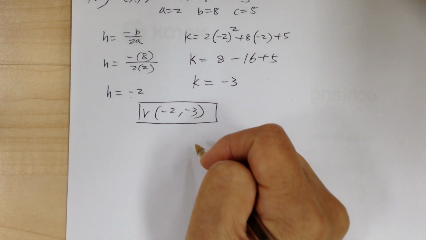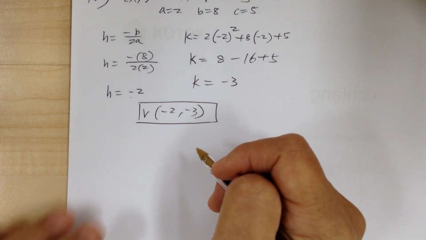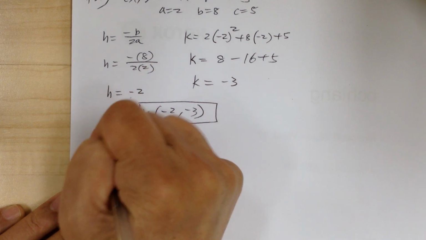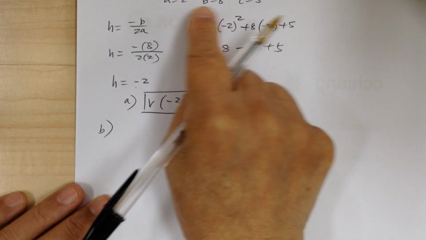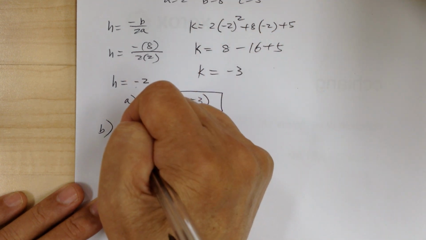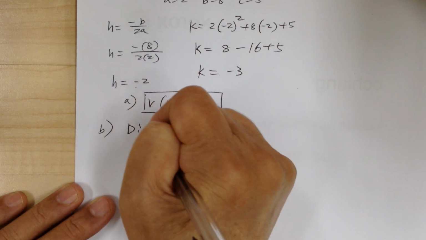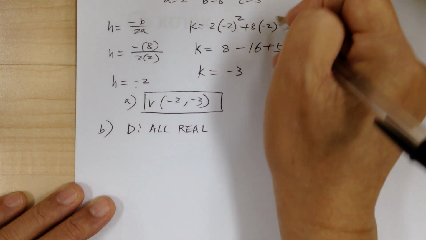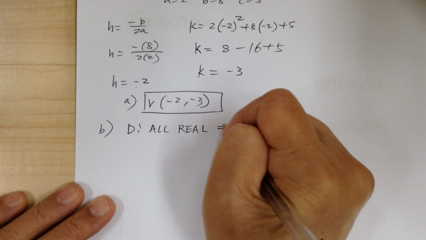Next one, find the domain. So that's A; now B, the domain. Domain is x, so there's no restriction. So the answer would be all real numbers. The domain would be all real numbers because there's no restriction. The only time you have a restriction is when you have a variable in the denominator.